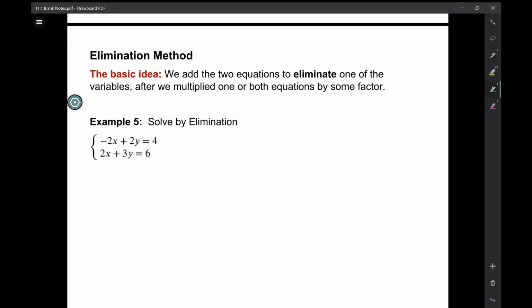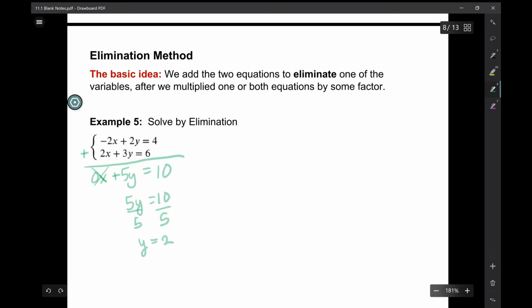Here's my first example. My first equation is minus 2x plus 2y equals 4. And my second equation is 2x plus 3y equals 6. What I can do right off the bat is I'm just going to add these two equations together. And so I'm adding straight down. Minus 2x plus 2x is 0x. Right? 0x plus 2y plus 3y is 5y equals 4 plus 6 is 10. So when I added those two equations, I got 0x, which I don't even have to write, right? I really just got 5y equals 10, which I can solve for y no problem.